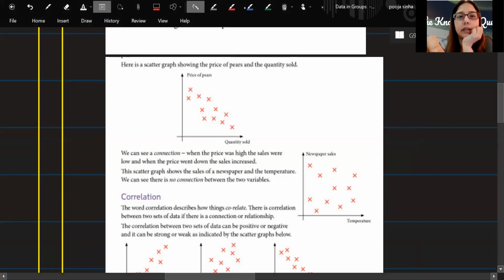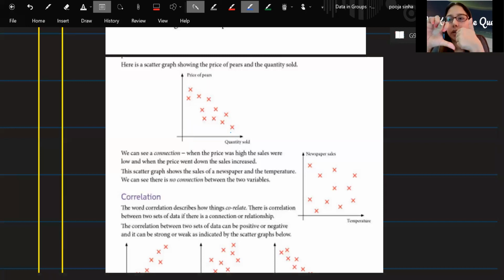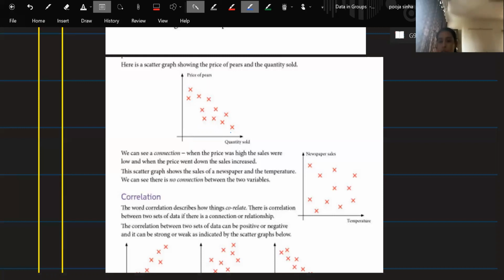What I see here is that when the price was high, the quantity was very less. But when the price was less, the quantity sold was more, isn't it? Can you see it from the graph, right? So here you see a relationship that the more the price, the less the quantity sold. The less the price, the more the quantity sold, correct? So it's inversely proportional.